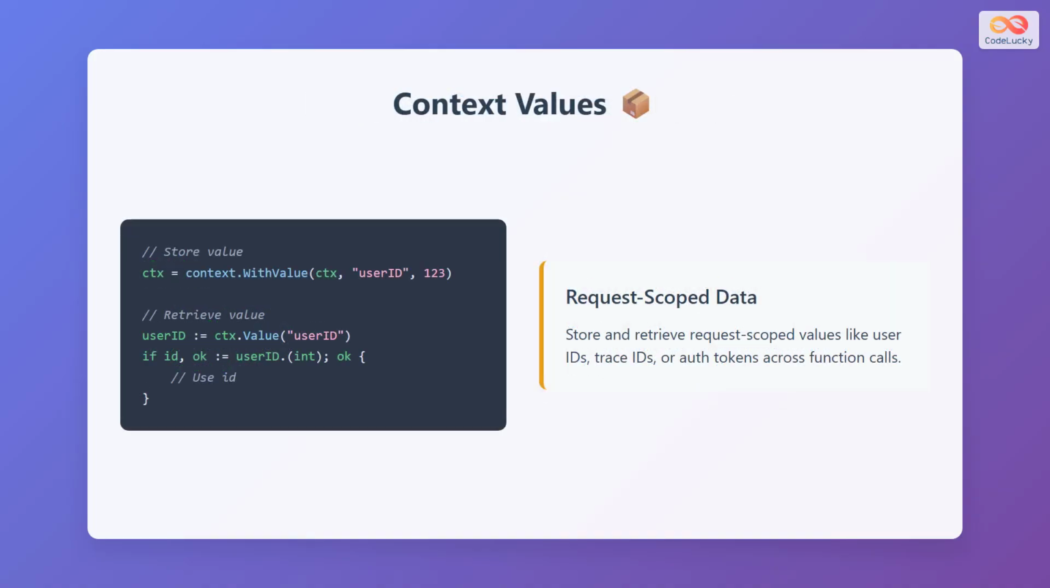Finally, let's explore context values. Context allows you to store and retrieve request scoped values. Use context.WithValue to store a value, providing the context, a key, and the value itself. To retrieve the value, use ctx.Value, passing in the key. You'll need to type assert the returned value to its actual type. Context values are useful for passing request scoped data like user IDs, trace IDs, or authorization tokens across function calls.